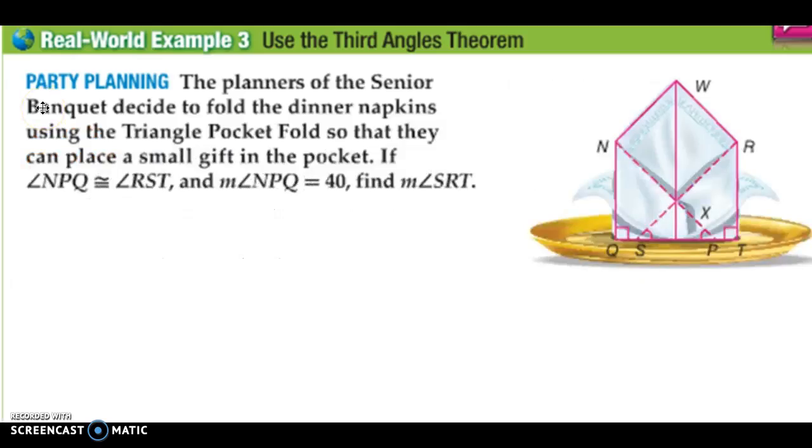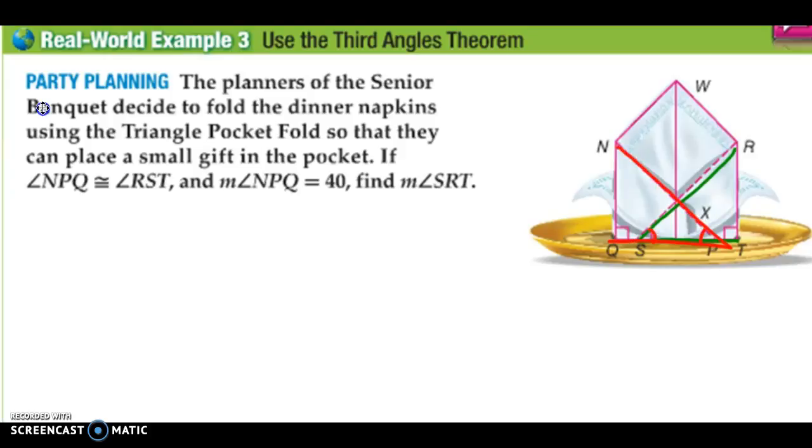So let's look at this example right here. The planners of the senior banquet decide to fold the dinner napkins using a triangle pocket fold so they can place a small gift in the pocket. There's my example right there over in the picture. If angle NPQ is congruent to angle RST, and the measure of angle NPQ is 40, find the measure of angle SRT. So it says right here, if this angle right here is congruent to this angle right here, okay?